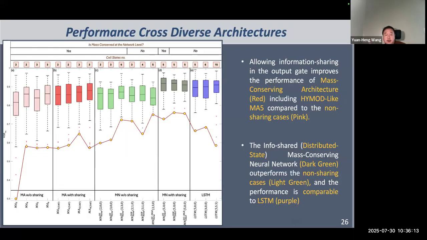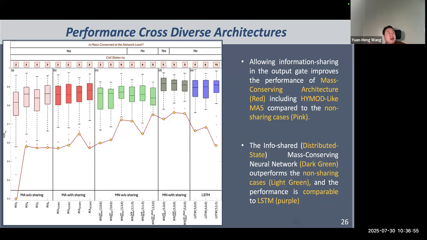So we treat those hydrological models as neural networks and allow them to share information in the output gates. Because if you look at the equation, the loss gate in the hydrological model does not depend on the internal cell state. That's why we only allow the cell state information to be shared in the output gate within those hydrological models. So in this figure, the pink box plots in the first block are the four HIMA-like architectures without information sharing. And the red box plots in the second block are these four architectures I just showed in the previous slide with information sharing.